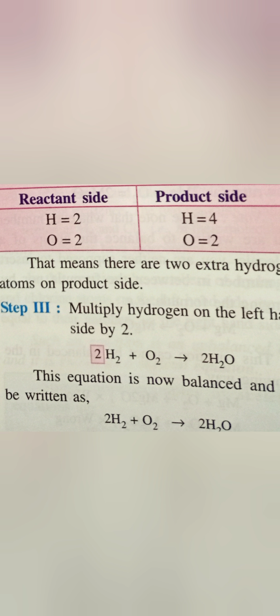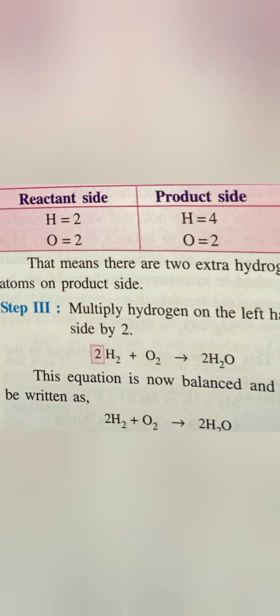Now again compare the reactant side and product side. In the reactant side we observe 4 hydrogen and the product side also 4 hydrogen. In the reactant side 2 oxygen and the product side also 2. So this equation is balanced. In this way you can also read examples 3 and 4.